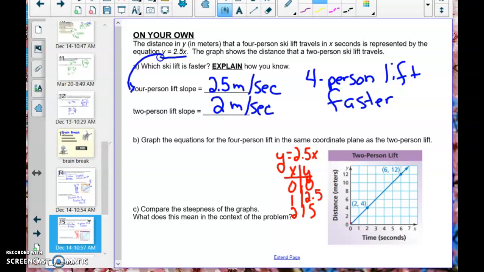So now to graph that on the same graph, 0, 0, over 1, up 2.5, over 2, up 5, you can see that the 4-person lift's line is a little bit steeper. So again, comparing the steepness of the graphs, 4-person is steeper than the 2-person. Well, what does this mean in the context? So 4-person is faster.